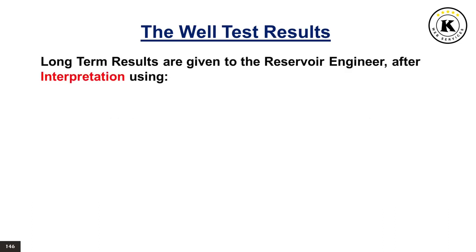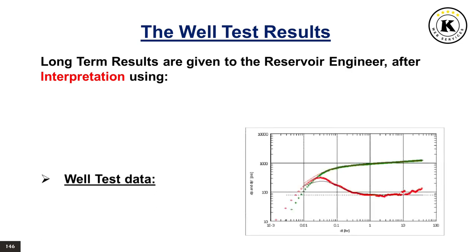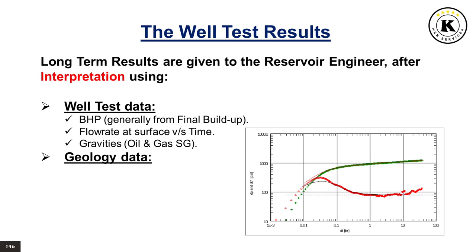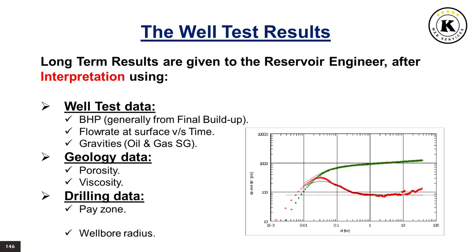The well test results. Long-term results are given to the reservoir engineer after interpretation using well test data. Bottom hole pressure, generally from final buildup. Flow rate at surface versus time, and oil and gas specific gravity. Geology data: porosity and viscosity. And drilling data: pay zone and wellbore radius.